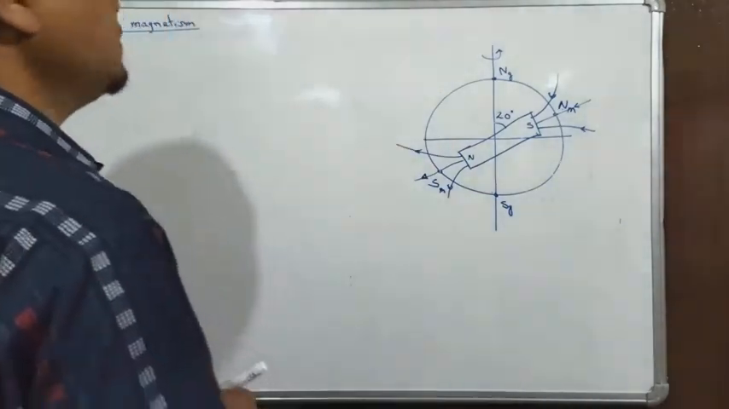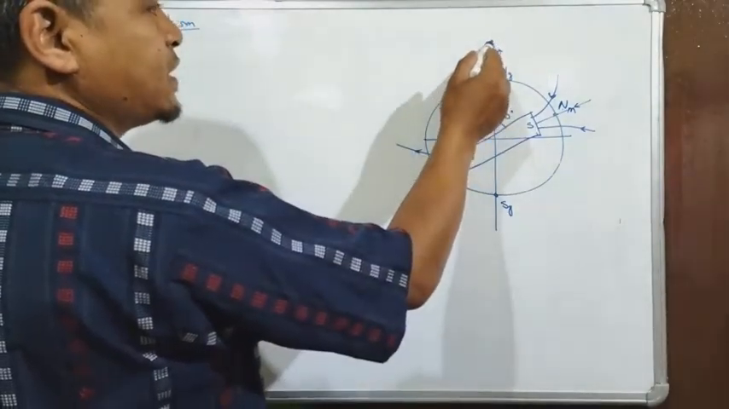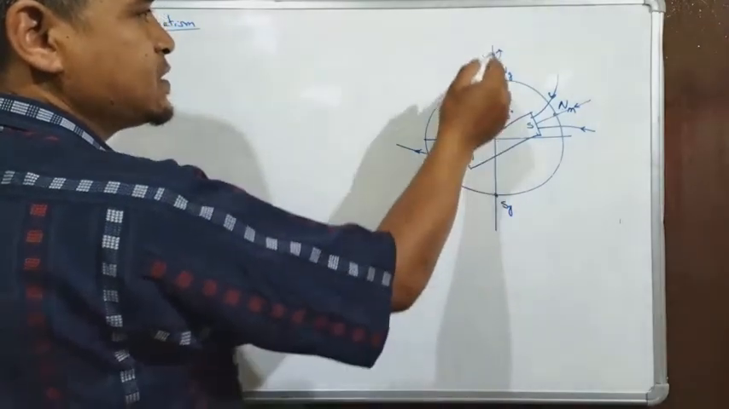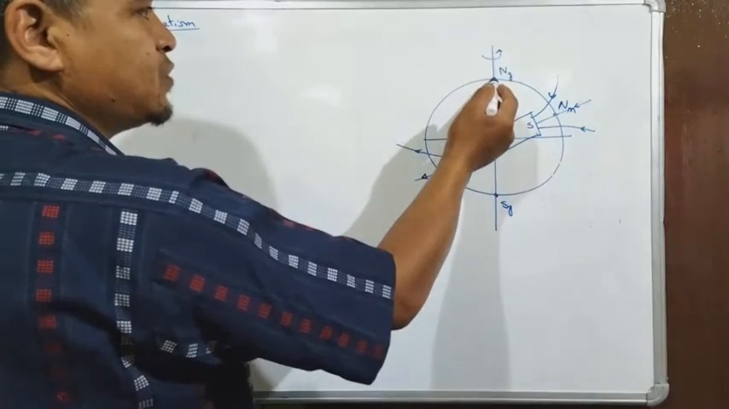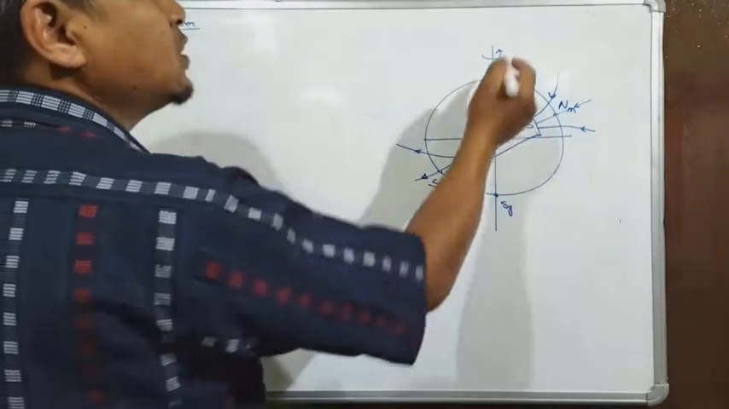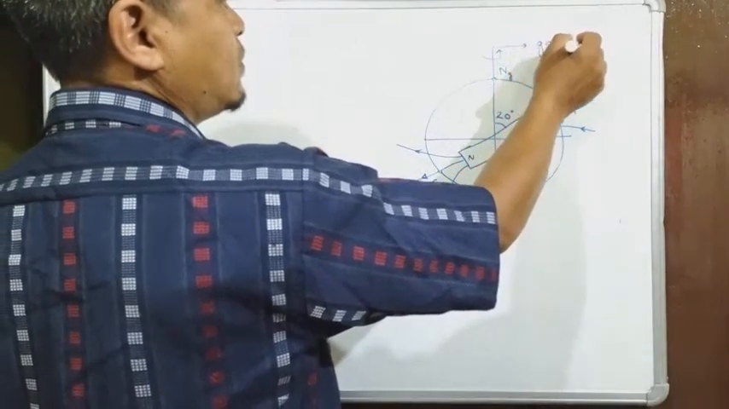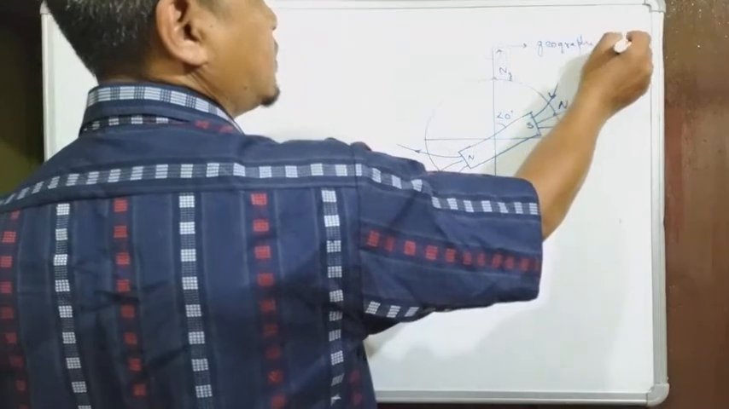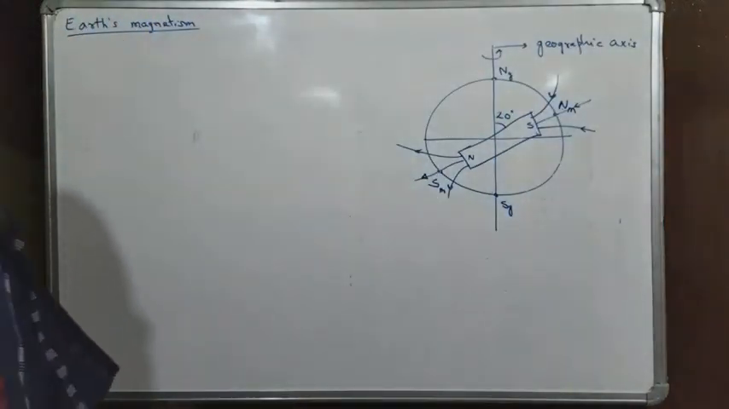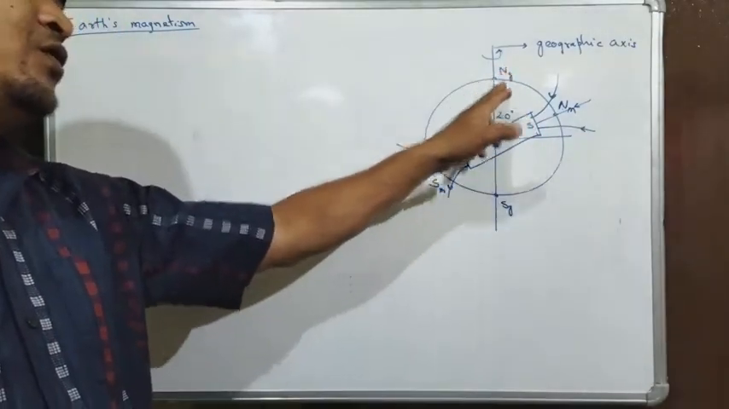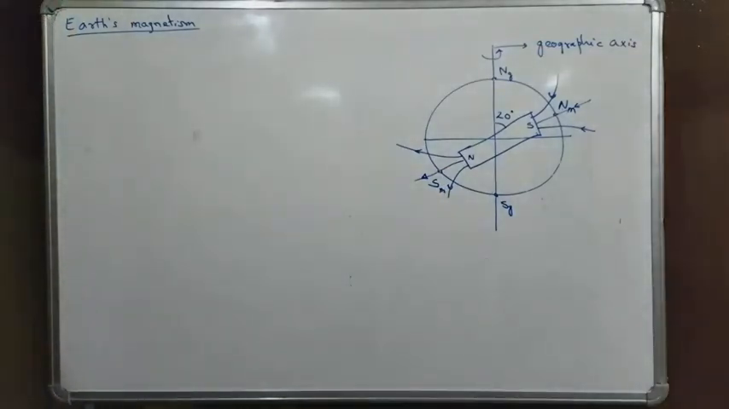So let us go further. In this figure, we have once again a line, and this line is the axis of rotation of the earth. This line passes through the geographic north and the geographic south of the earth, so it is sometimes known as the geographic axis. So what is the geographic axis? A line which passes through the geographic north and the geographic south of the earth is known as the geographic axis.